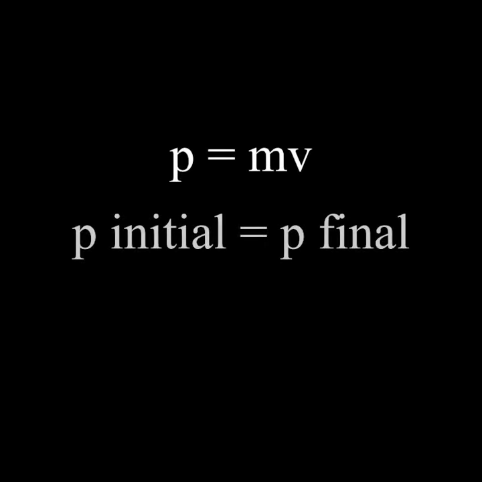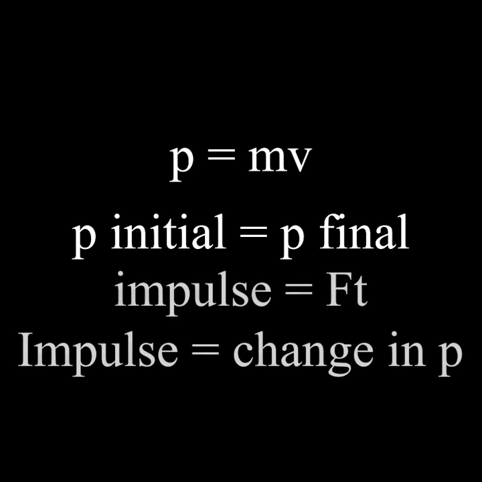We hope you learned something about momentum and weren't bored out of your mind. To recap, momentum is the velocity times mass of an object. In a closed system, momentum is conserved and the impulse is the change in momentum, which is equal to the force times the time of collision.